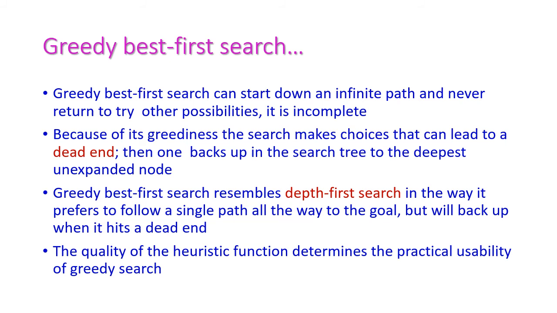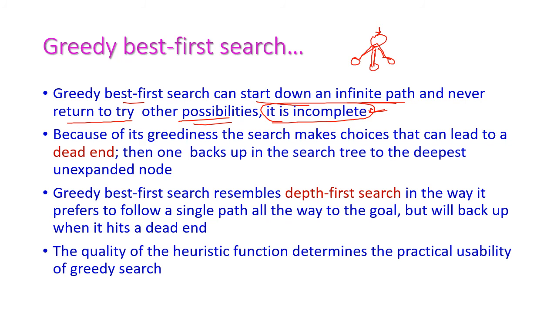The greedy best first search can start down an infinite path and never return to try other possibilities. So it is called incomplete. In our example, it cannot restart a new search. It cannot go back to the starting state and it will not do the research for finding the root path. So this is the very big drawback of greedy best first search.